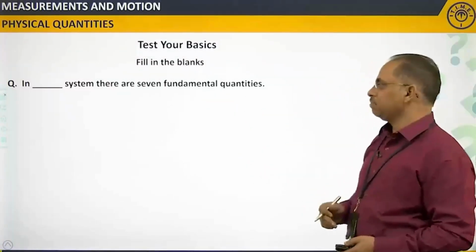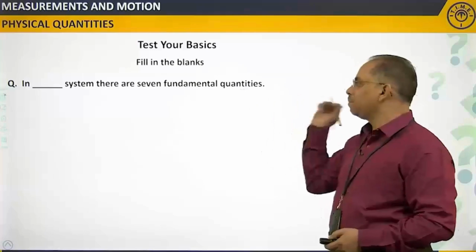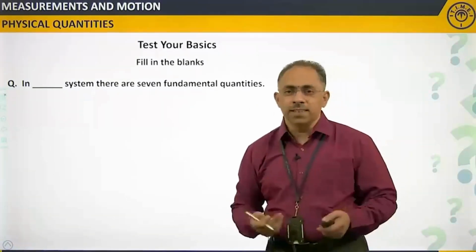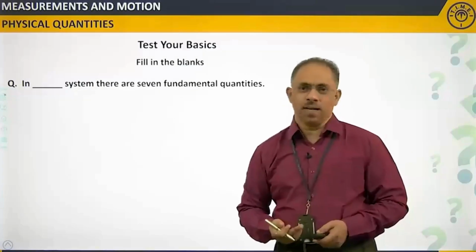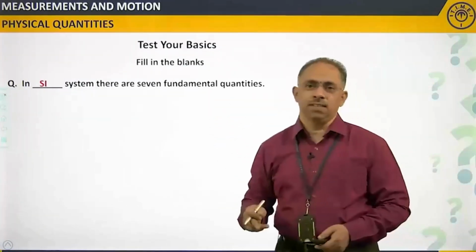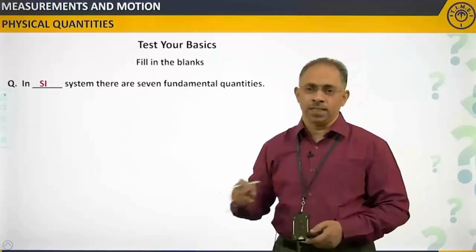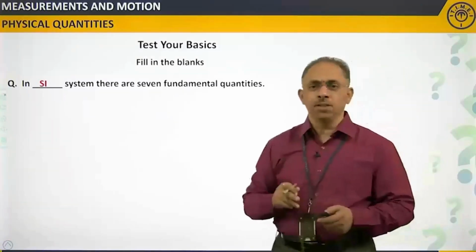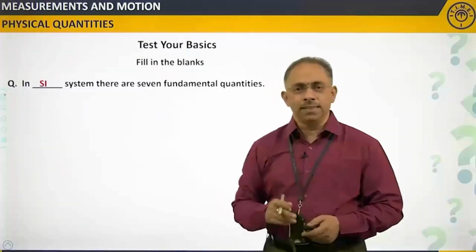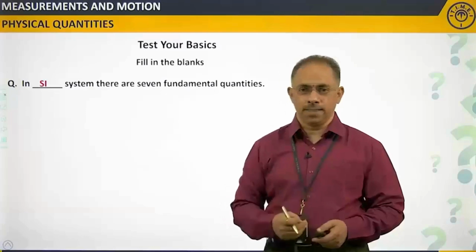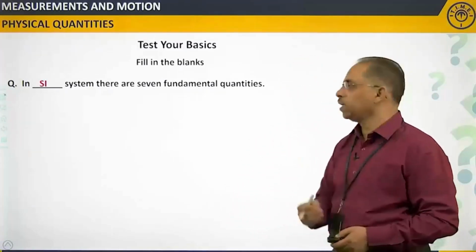In dash system, there are 7 fundamental quantities. So, what is that system? Yes, you are right. It is SI system. System International, when you take it in the French notation. In the English version, we will call it the International System of Units. In that system, we do have 7 fundamental physical quantities. Fine. Let us go on to the next question.